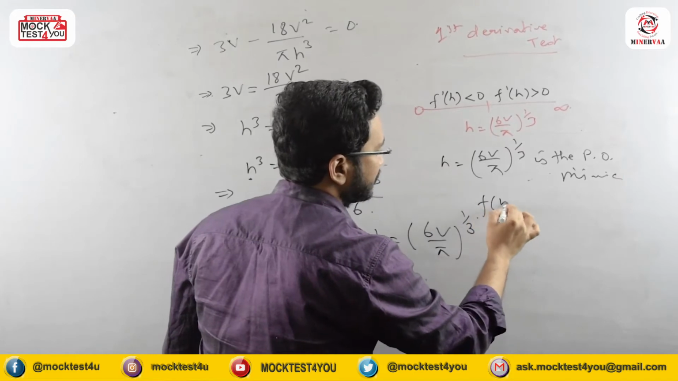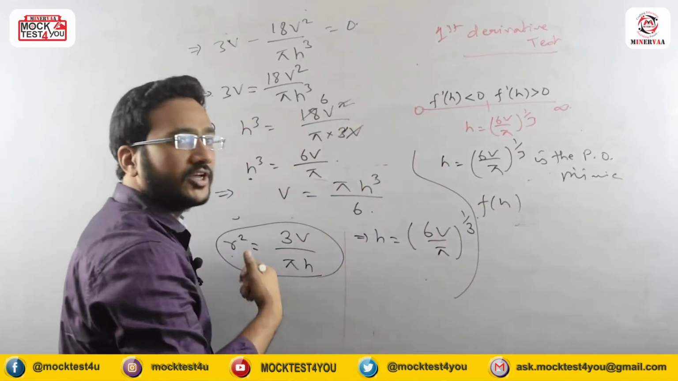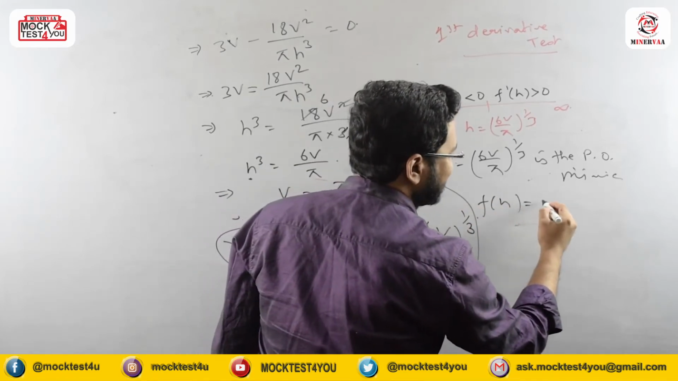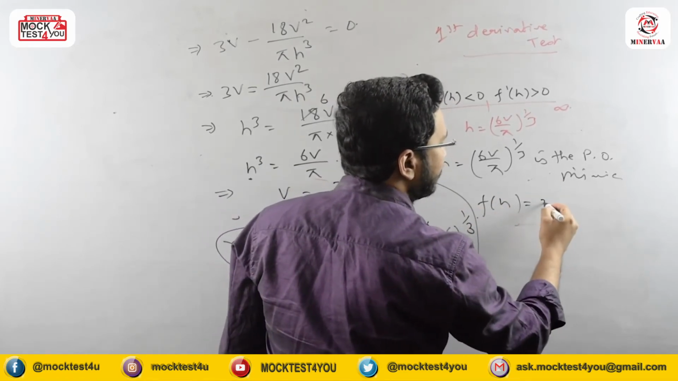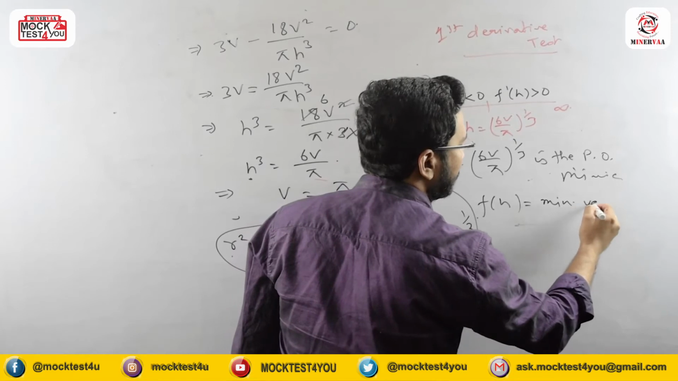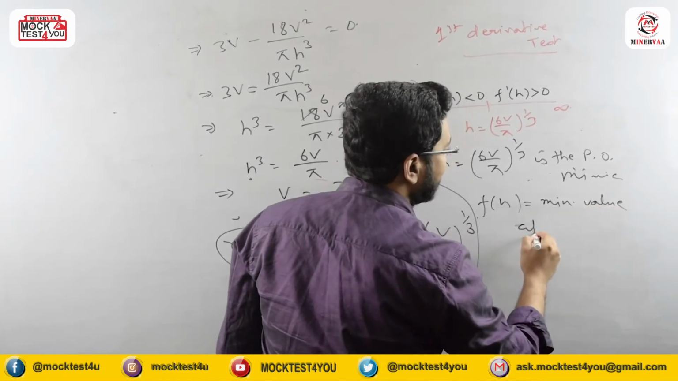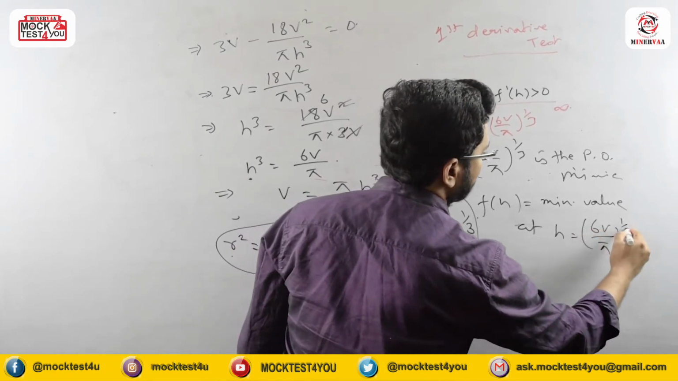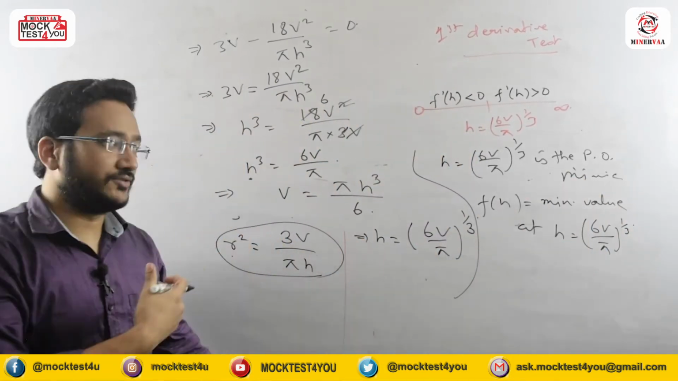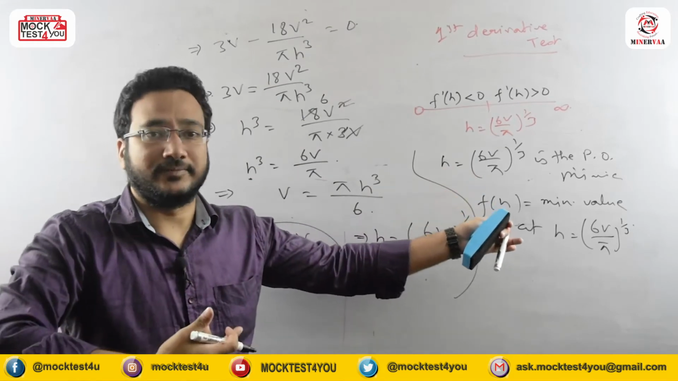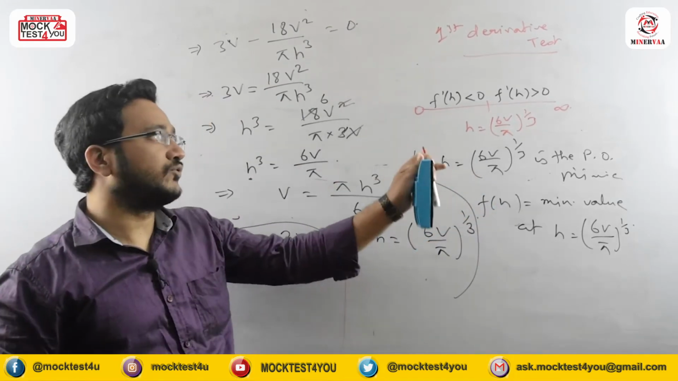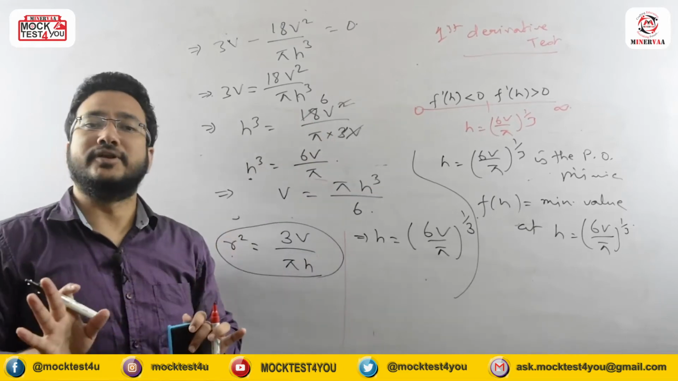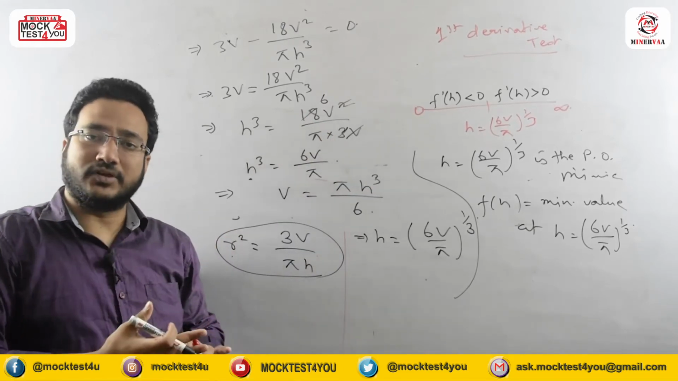And now let's talk about f of h, that is our curved surface area. That is, f of h attains minimum value at h is equal to 6v divided by pi whole to the power 1/3. See, this one we have taken directly. We are not calculating anything. We have proved this h is the point of minima, so our function will be minimum. That's it. Okay, we have proved the first part.